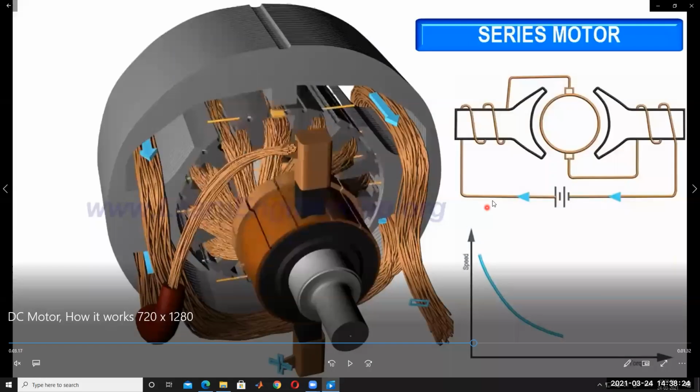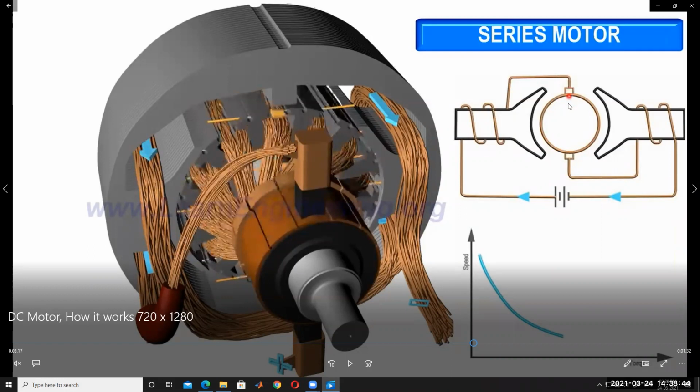So like this. This is called one pole and this is called another pole. This is called the field winding, which we power externally, so we are giving the power supply to the field. Here is the field winding, and this is called the armature winding.